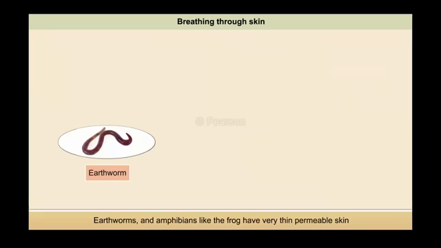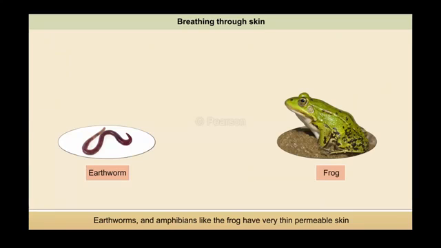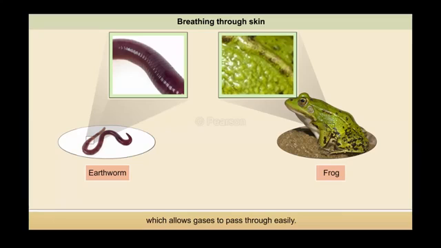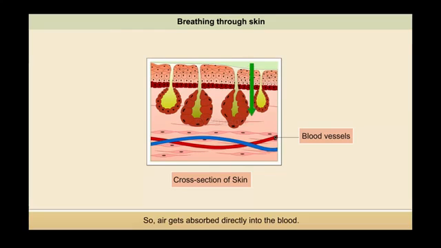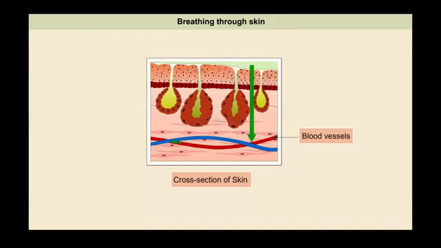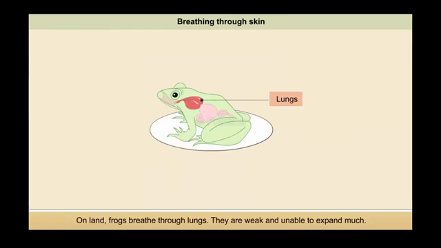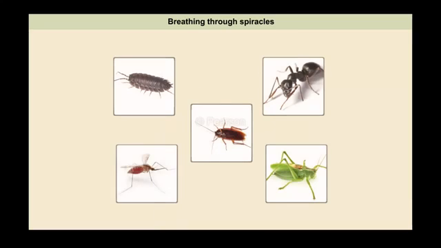Earthworms and amphibians like the frog have very thin permeable skin which allows gases to pass through easily. Blood vessels lie very close to the surface of the skin, so air gets absorbed directly into the blood. On land, frogs breathe through lungs. They are weak and unable to expand much.